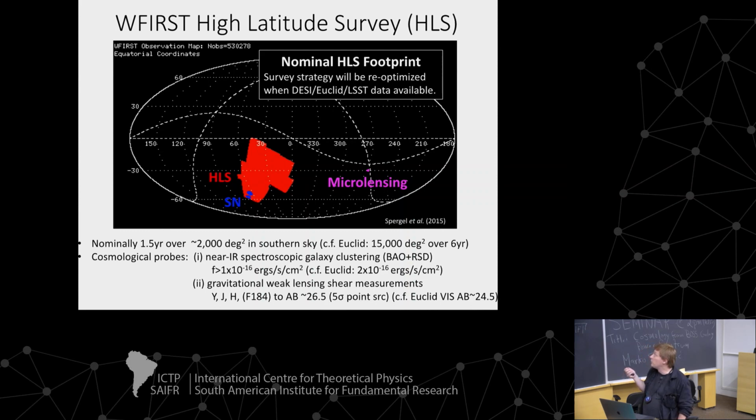For example, Euclid is going to cover 15,000 square degrees over 6 years. You can see these 2,000 square degrees, you get them in just 1.5 years. So this is much, much, much faster. And you are observing these 2,000 square degrees in 4 narrow infrared bands, whereas Euclid does a fair fraction of this survey in 1 broad optical band.